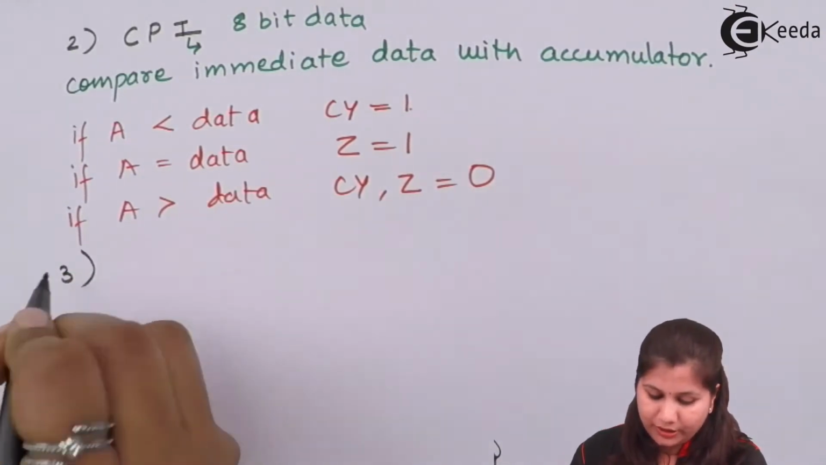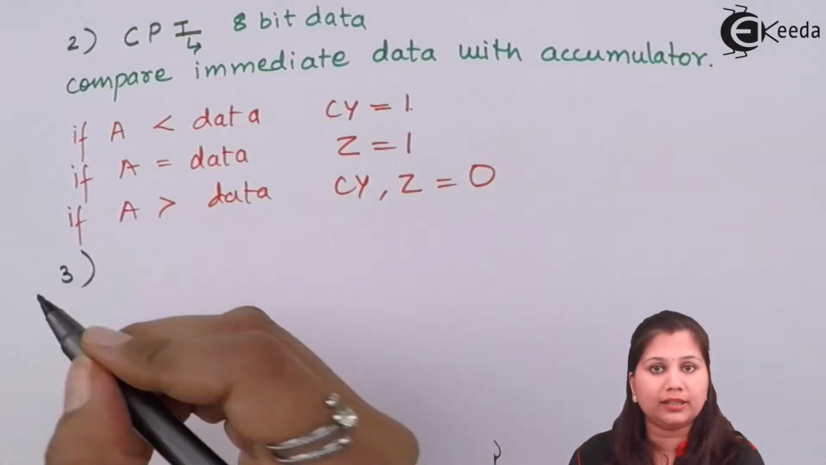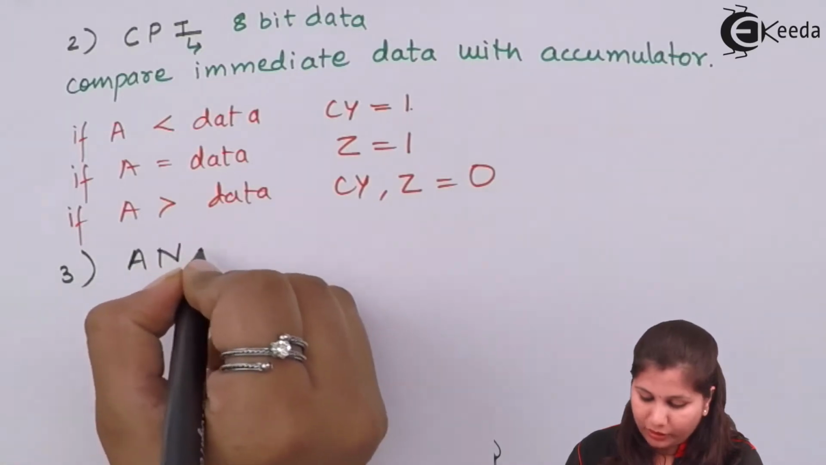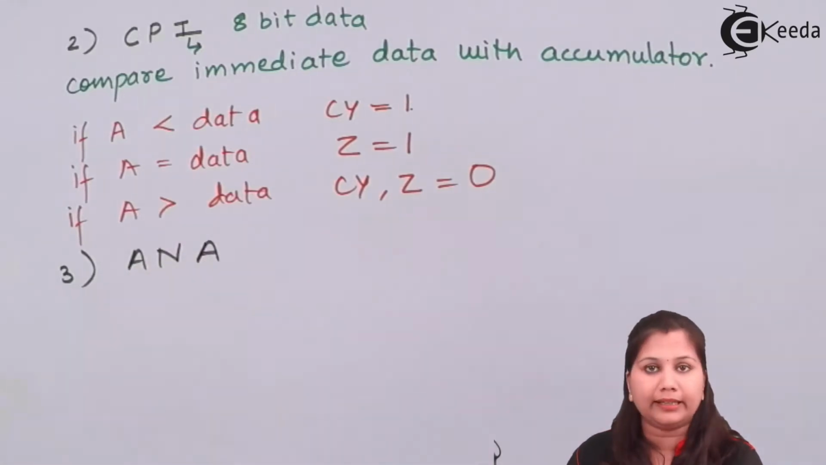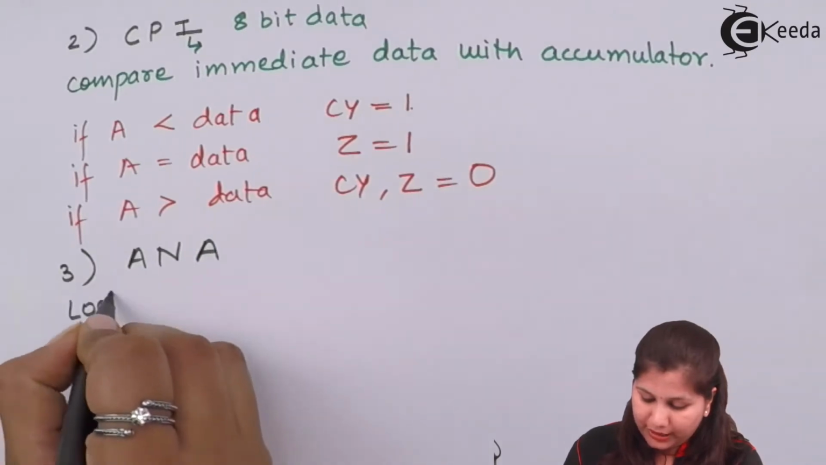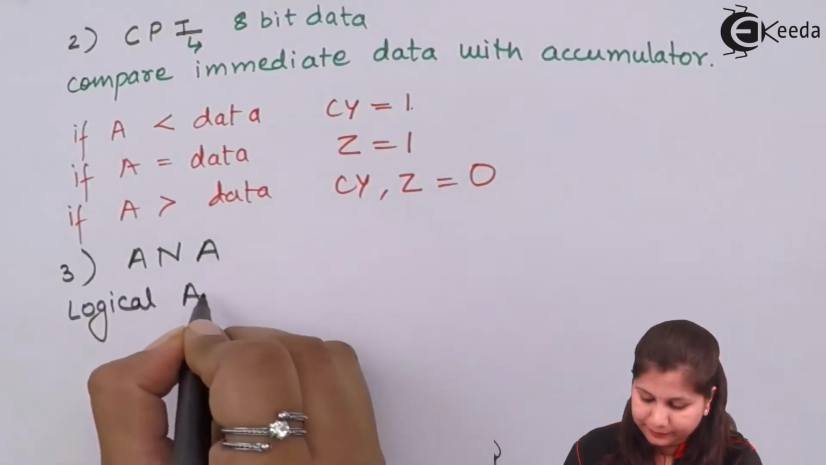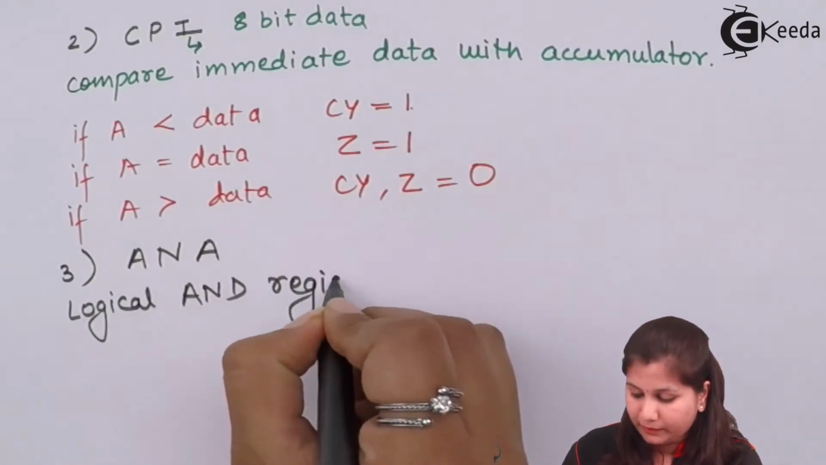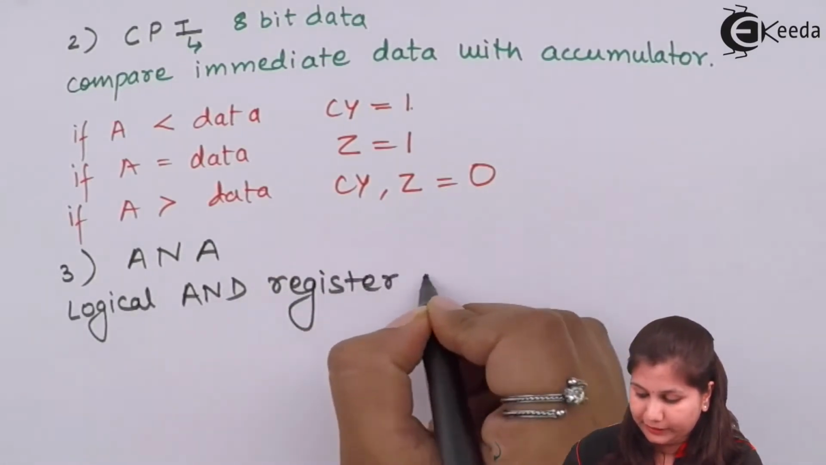Next instruction is the logical AND instruction, and for that we have the mnemonic ANA. So this is going to logically AND the register or memory with the accumulator.